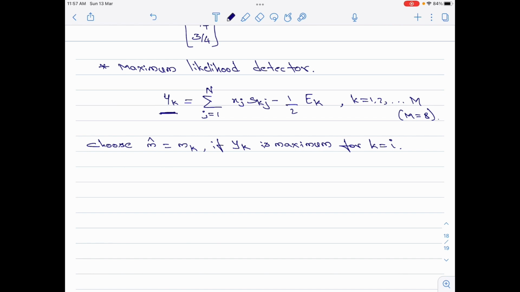Let us now come back to the equation for yk here and understand its components. The first term in the RHS of yk, which is xj multiplied with skj, is the inner product of the values xj and skj.